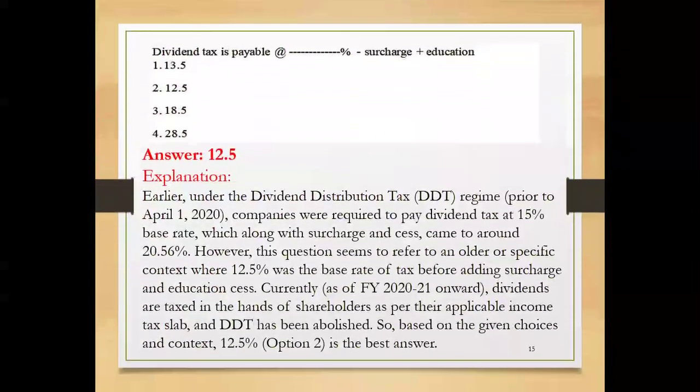Dividend tax is payable as a percentage, such as plus education cess. Basically, now there is no dividend distribution tax. The question was asked in past years, before 2020.